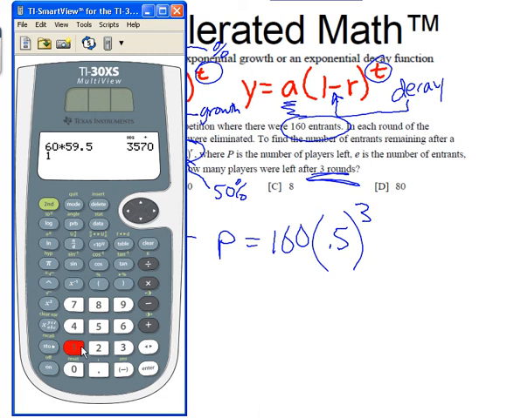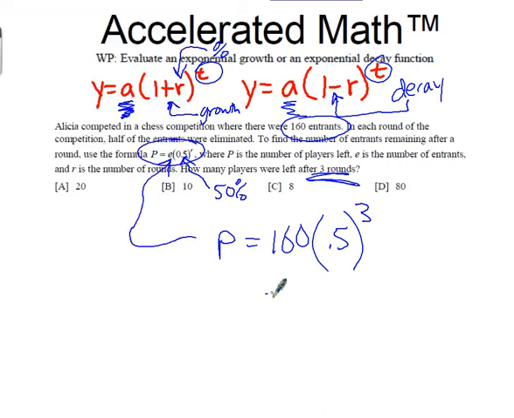So we got 160, let me clear what's there. We got 160 entrants times 0.5, and then raised to the third power to say how many are going to be left after 3 rounds, so it's 30. Alright, so we got 30 left after 3 rounds.